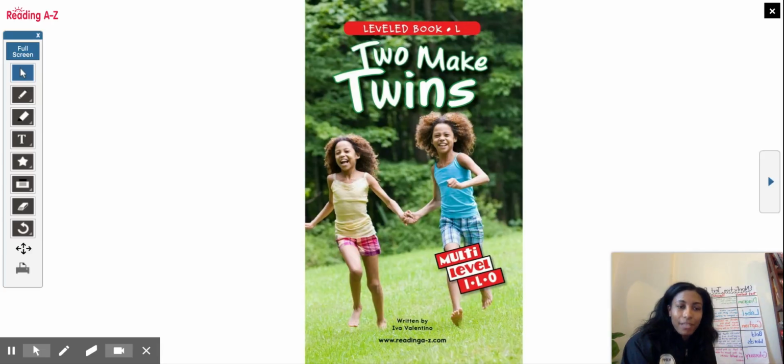Get it? Got it? Today, we are going to be working on identifying and finding bold words and using our glossary to understand what those words mean. So this is going to be a pretty quick lesson. Now, friends, our story today is called Two Makes Twins. Let's go see if we can find some bold words and find out their definition.